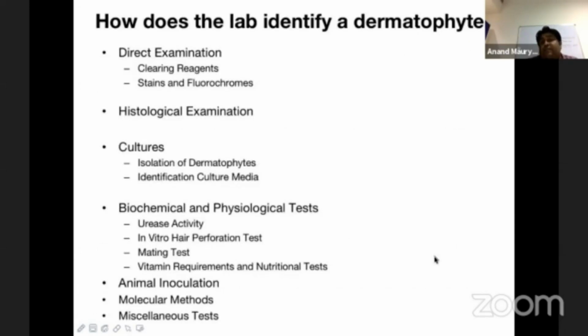How will the laboratory identify a dermatophyte? First is direct examination. Second, you send the sample for histological examination, culture, biochemical and physiological tests, animal inoculation, molecular methods, and some miscellaneous tests. We will go through them in detail one by one.